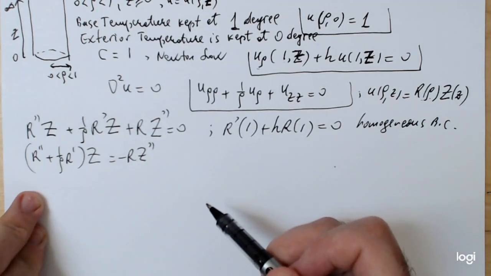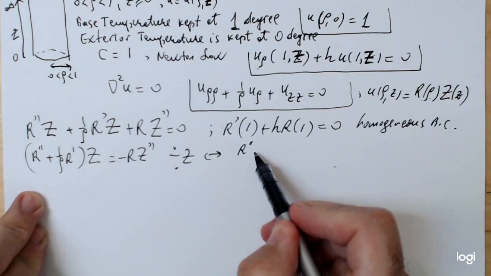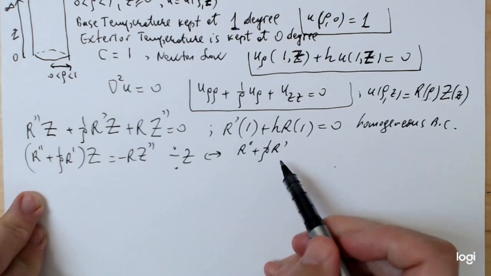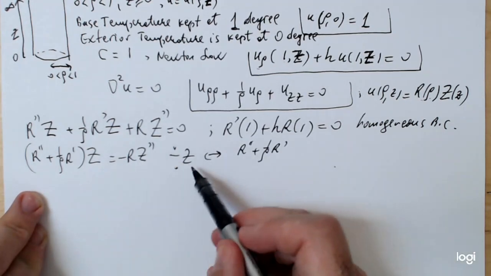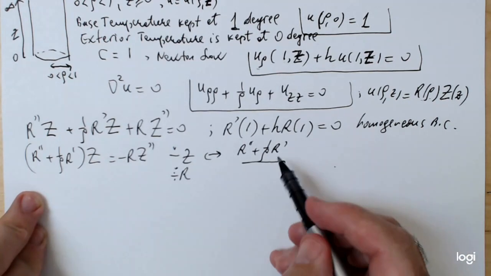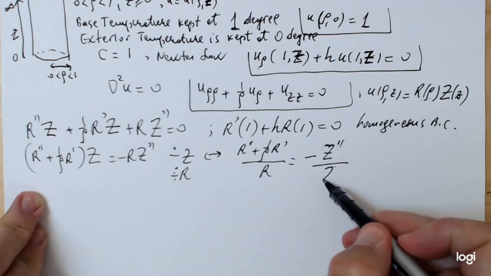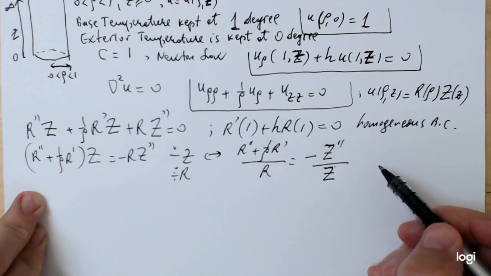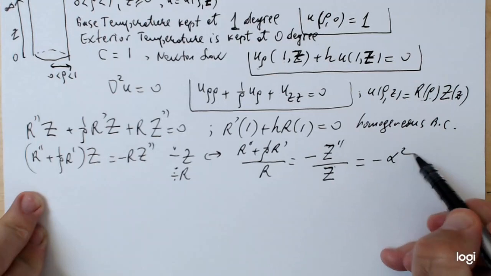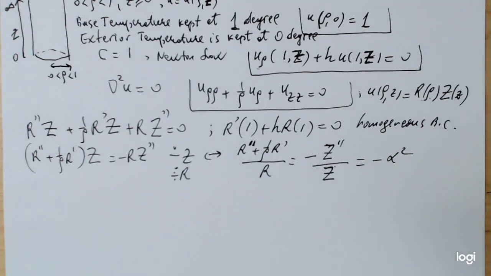We can factor Z and then divide by Z on both sides. So this becomes R double prime plus 1 over rho R prime. Let's see. And let's divide by Z and R as well. So divide by Z and divide by R, equals minus Z double prime over big Z, equals the separation constant, which, remember, anticipating already that we're going to end up with a Bessel equation, we can denote by minus alpha squared.